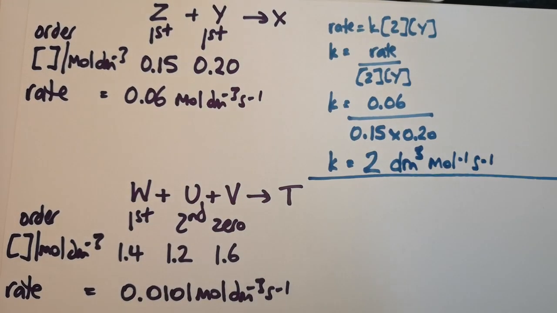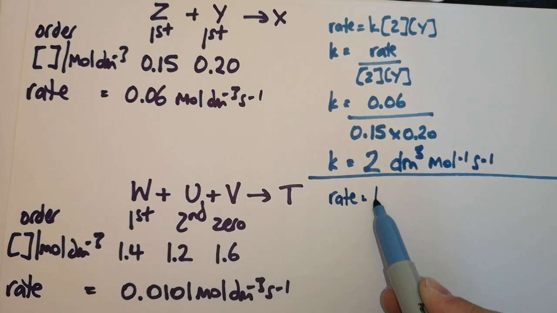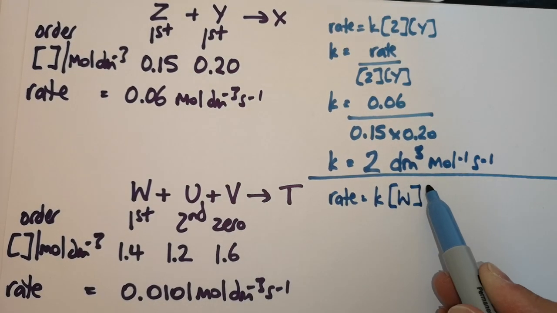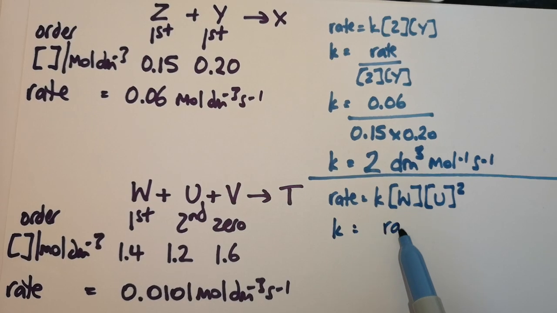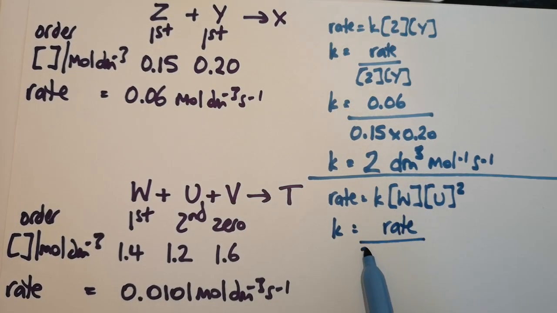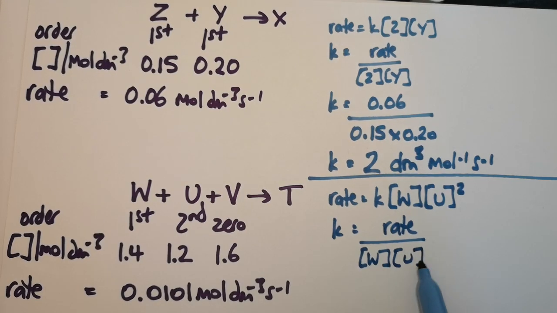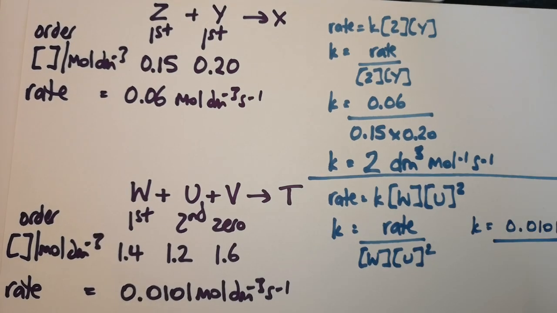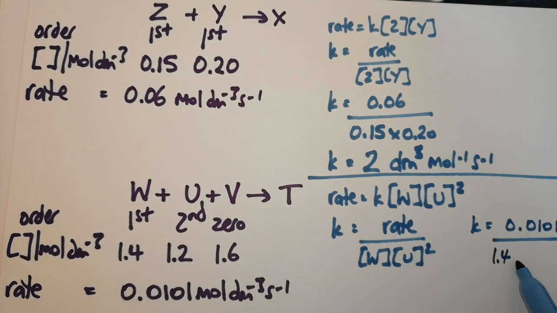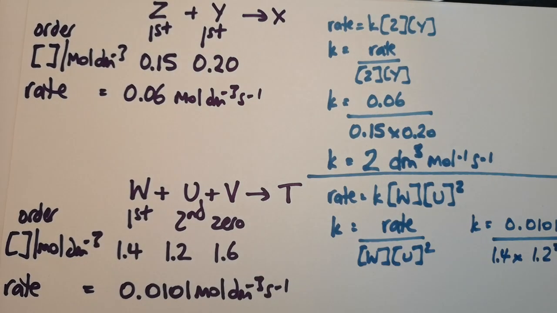Okay, the second one. Firstly, rate equation. Rate equals K, concentration of W, concentration of U squared because it's second order, and we can ignore V because it's 0 order. Rearrange for K. Rate over concentration of W, concentration of U squared. Substitute in numbers. 0.0101 over 1.4 times by 1.2 squared.